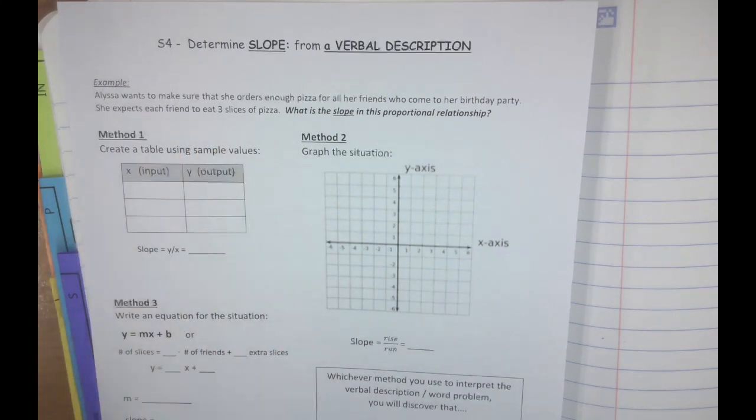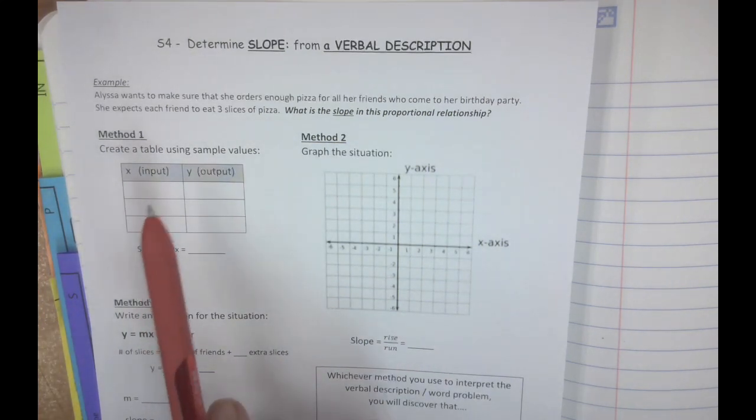So our example up top says Alyssa wants to make sure that she orders enough pizza for all her friends who come to her birthday party. She expects each friend to eat 3 slices of pizza. What is the slope in this proportional relationship?